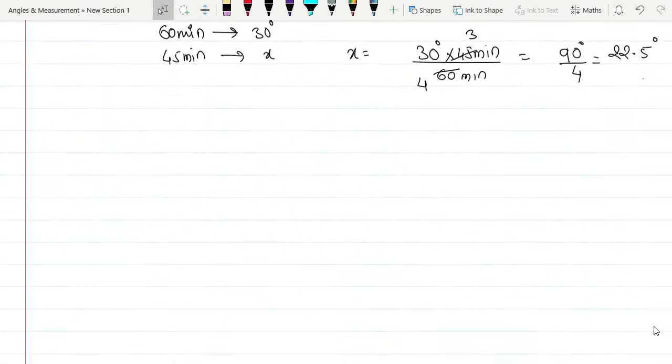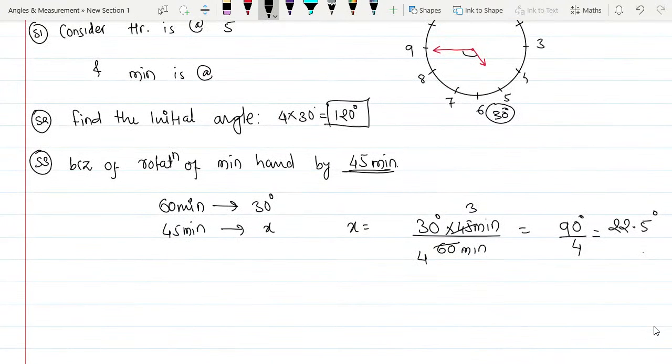Now tell me what you will do. You will add or subtract. This 22.5 degree is how much? हे काय indicate करता है? 22.5 is indicating what? Because of this 45 minutes movement of the minute hand, the hour hand will move by 22.5 degree. I hope it is clear. Okay, so 22.5 degree it is moving towards the minute hand now.